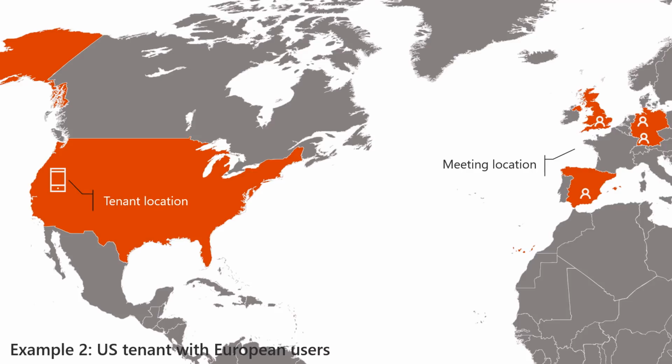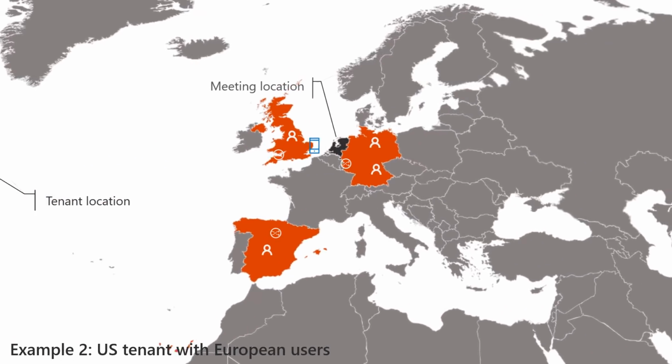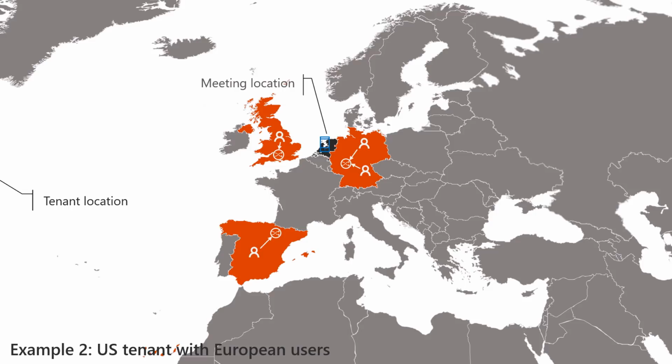We have a US tenant with European users. So the tenant is still a US one, but now my users are all in Europe. In Microsoft Teams, the meeting location will be in Europe. So users again connect over the public internet to the closest peering point, and from there they connect to the meeting, having a meeting local in region.